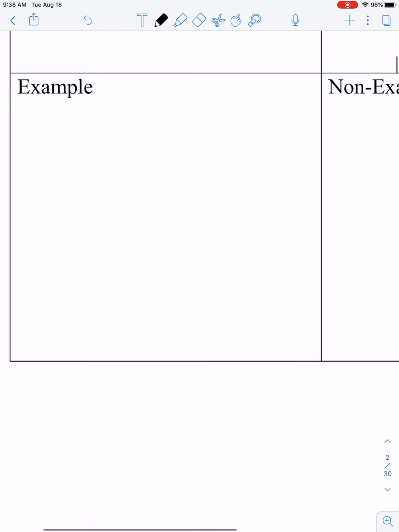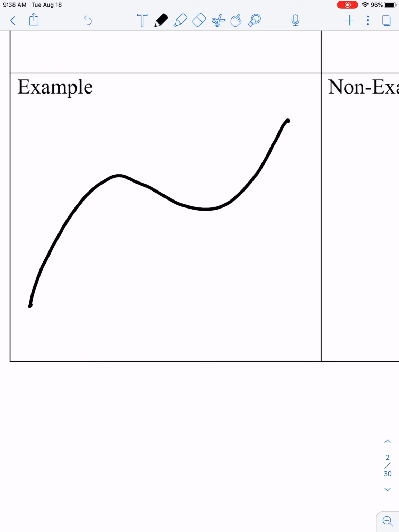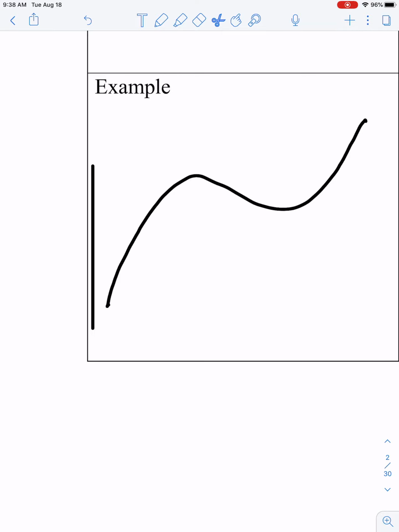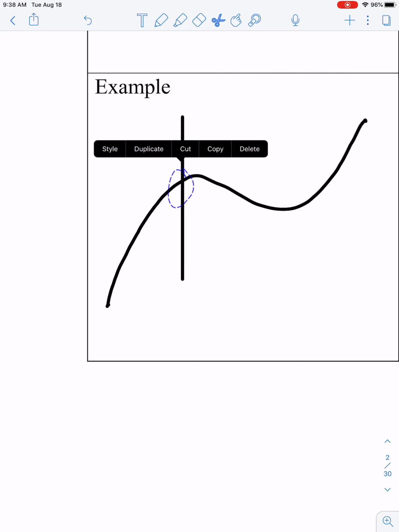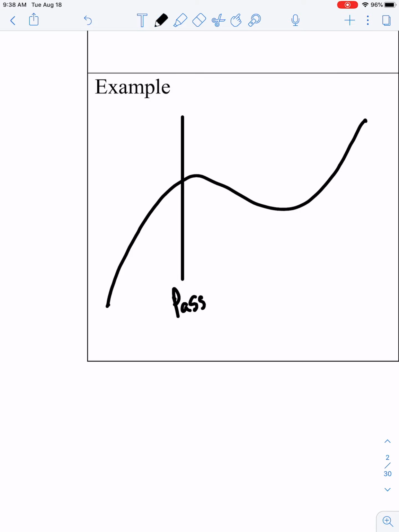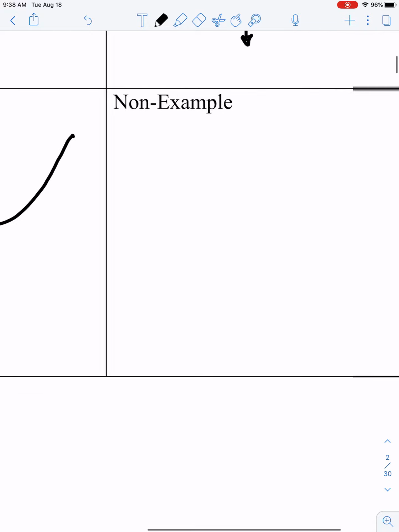An example of this is if I have something that looks like this. You imagine a vertical line, and I read left to right, so I start on the left side of the graph, and I just move my vertical line going from left to right, and if it only ever touches one time, then it's a function, because it passes the vertical line test.